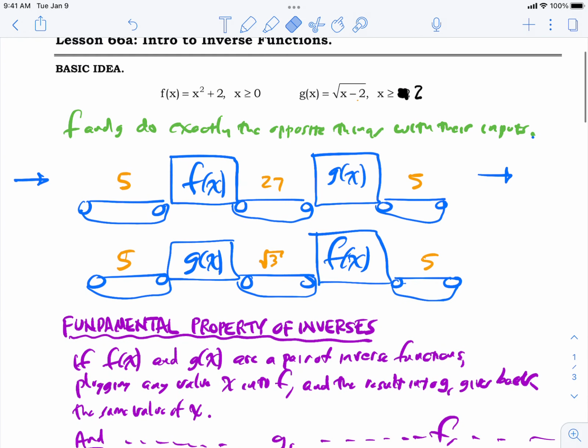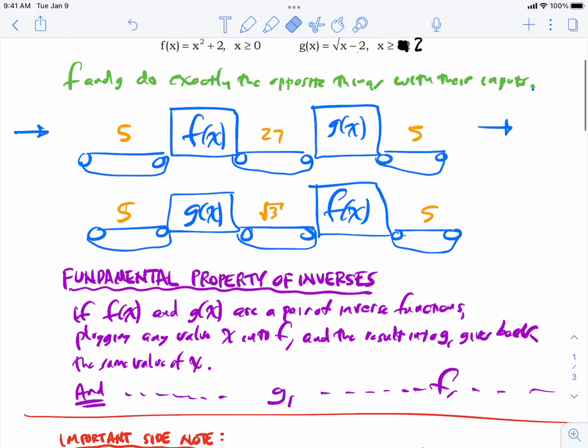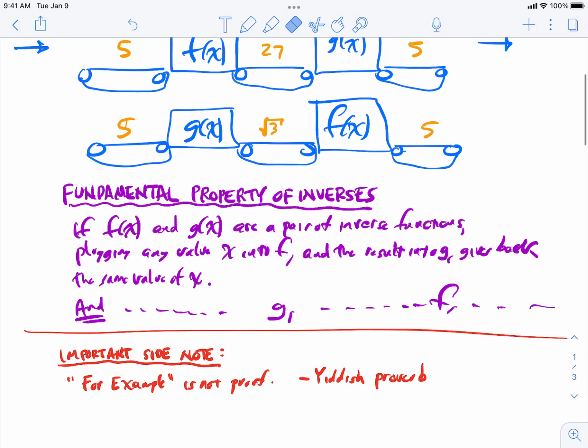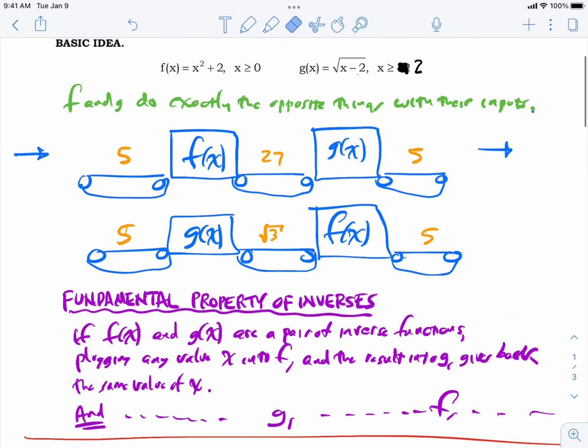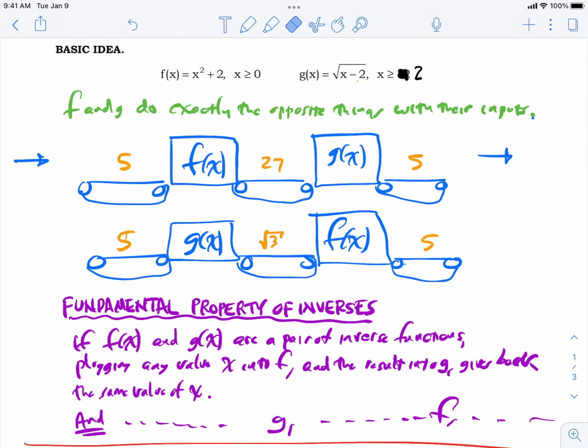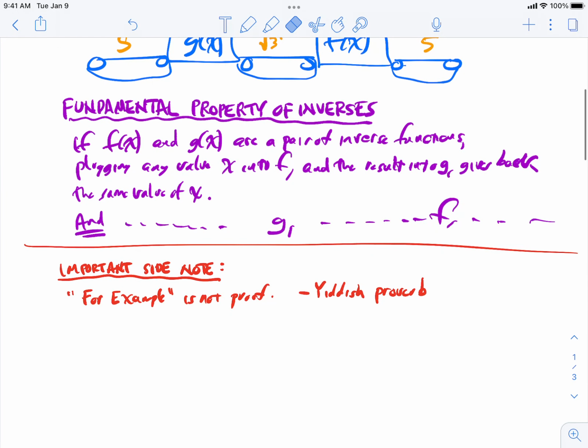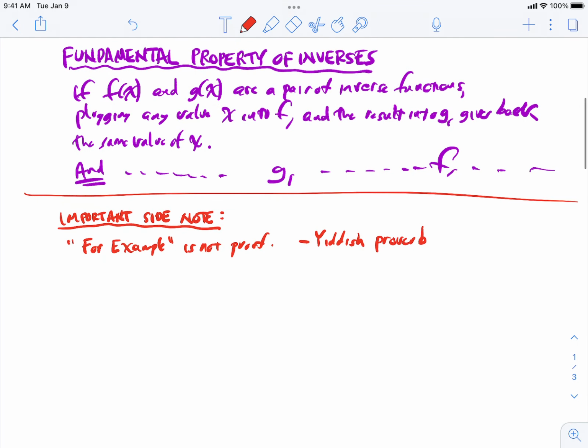It's a better argument, of course, to talk about how it does exactly the opposite with the inputs. That wouldn't be a bad argument. But in general, because not all functions are going to be that obvious, they'll be inverses, but you won't be able to tell just by looking at them. So it's important to know that in general, for example, is not proof. Therefore, let's write this out some more. Maybe I'll stay in red because it's still important here.